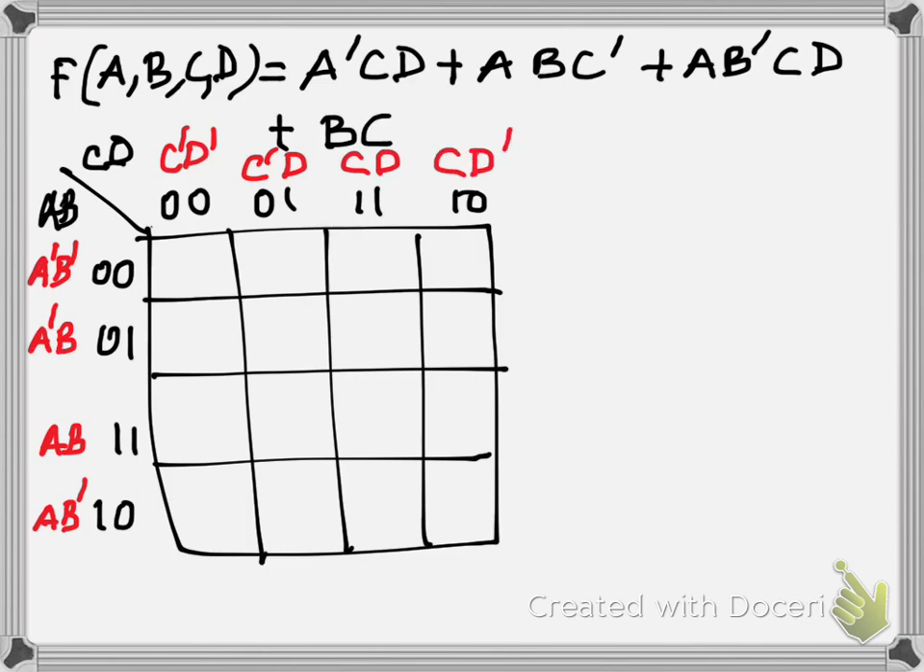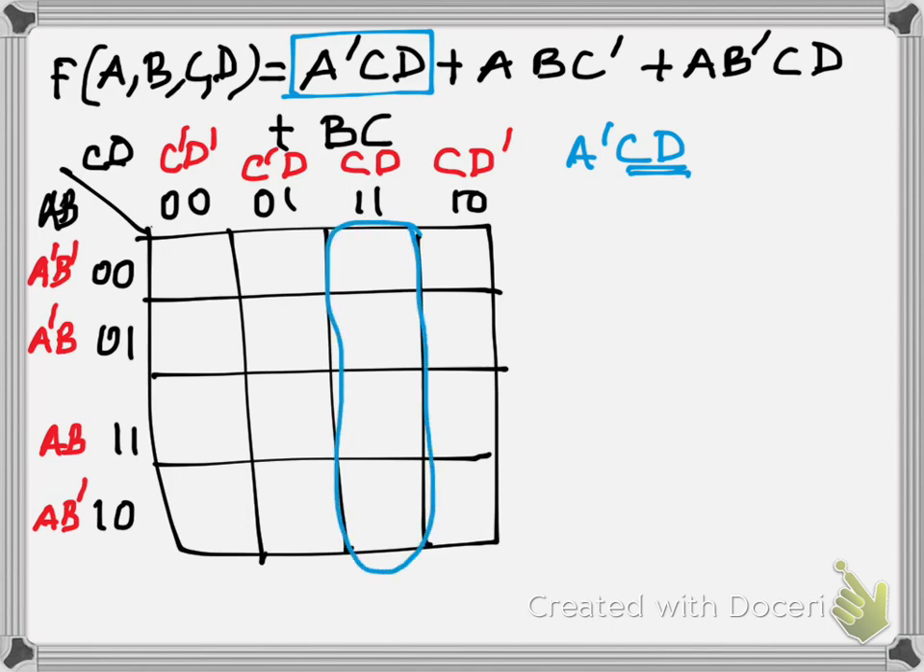Okay, now we take one by one the terms. So the first term, A dash CD. Now, do we have 2 variables which are together? Yes, we have C and D. So, we look at the column for CD. In this column, I have to now take the row which has got A dash. So, which rows has got A dash? There are 2 rows which have A dash, one is this and the other is this. So, A dash and we take the column CD. So, we put a 1 in these 2.